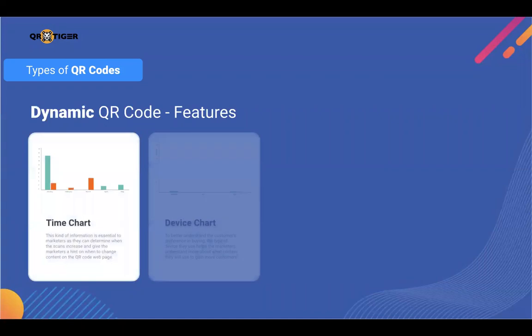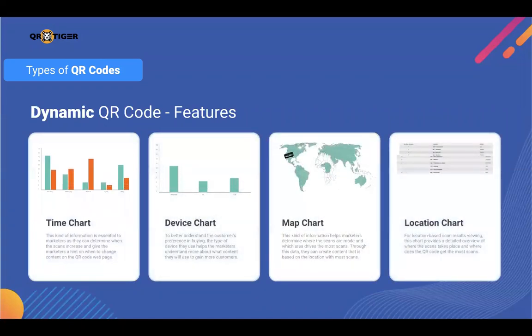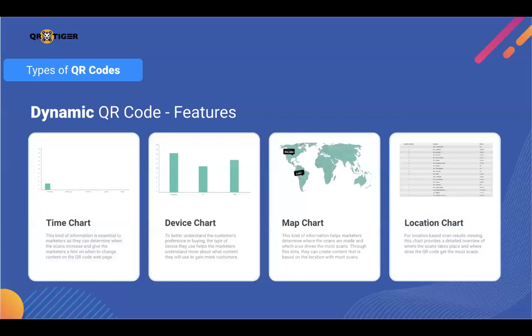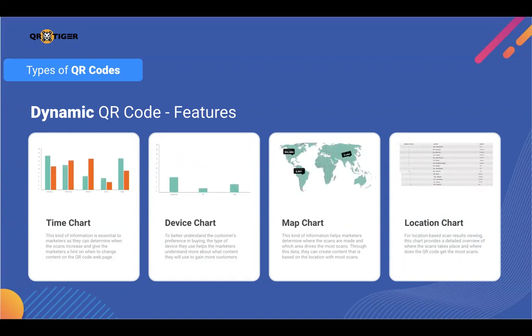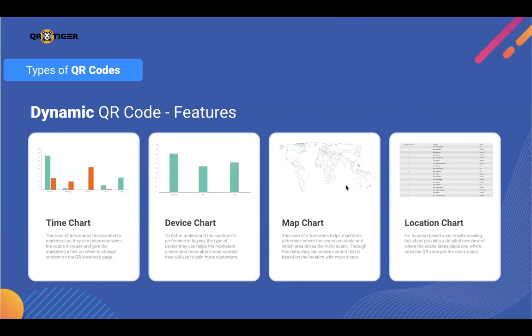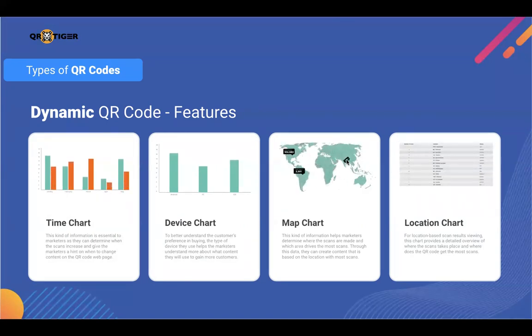The types of data you will see are the time chart, device chart, map chart, and location chart. The time chart shows you your unique scans versus your total scans, unique scans meaning individual people scanning versus total scans altogether. In the device chart, we see if it was scanned by an iPhone or an Android, or if you used a short URL and it was clicked by a PC browser. Then we also have the map chart, which shows where in the world people are scanning, how many, that sort of thing. Whereas the location chart breaks this down by number of scans, location, and device.